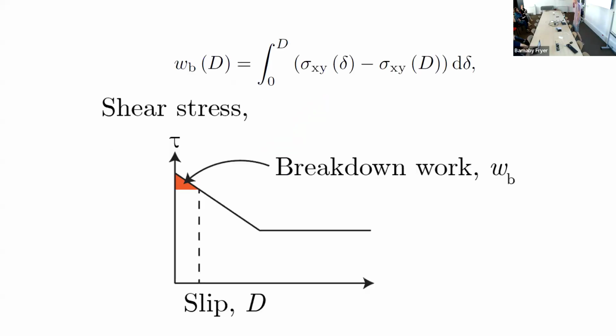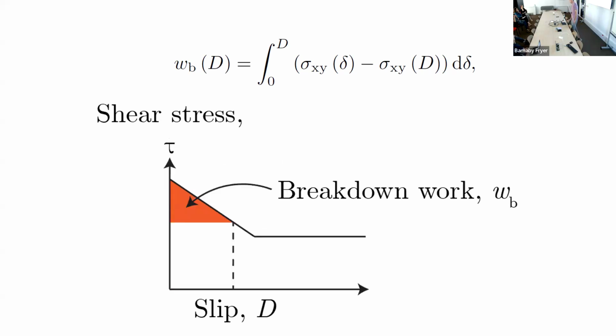So now we introduce a quantity, which is breakdown work. The breakdown work is given by this equation. Basically, it's the integral from zero slip up until the slip you are at, under this curve, and then minus this rectangle from the slip location you are at right now. So it's the orange area. As slip goes on, breakdown work increases. For example, when you have this much slip, you have this breakdown work, etc.